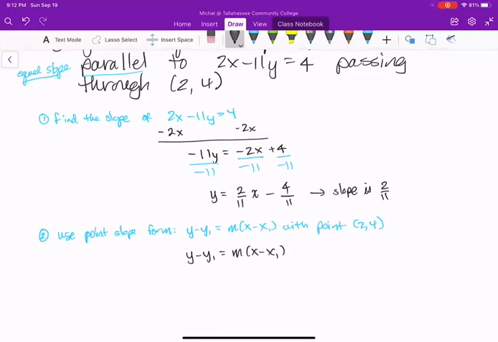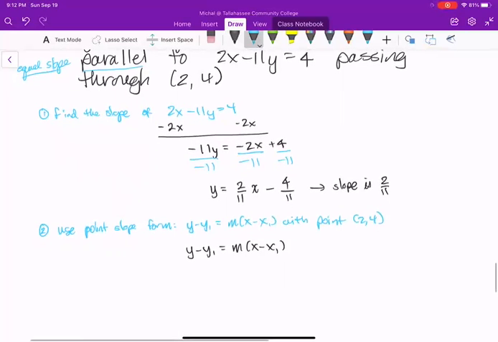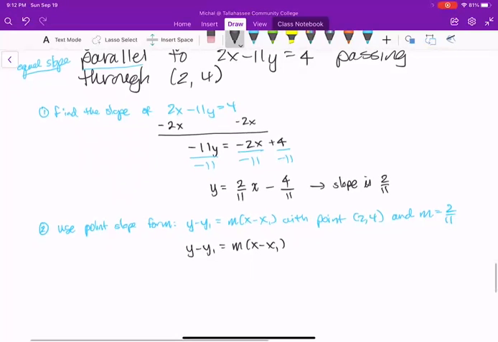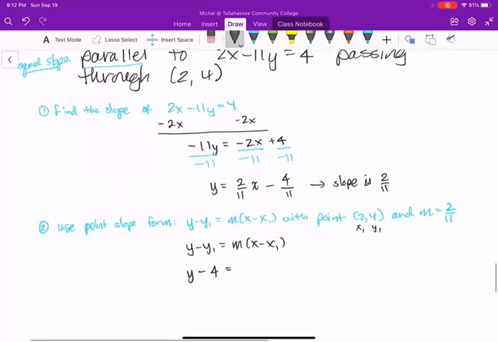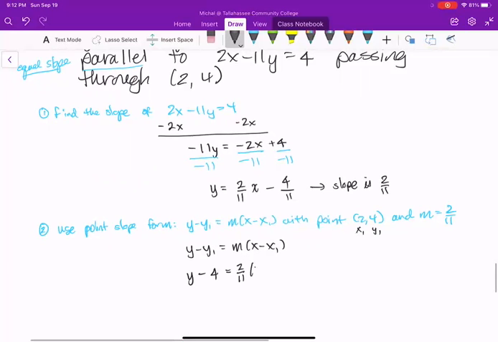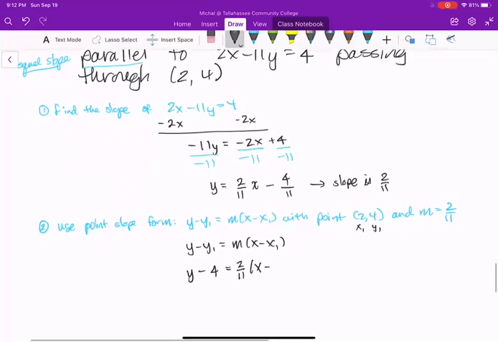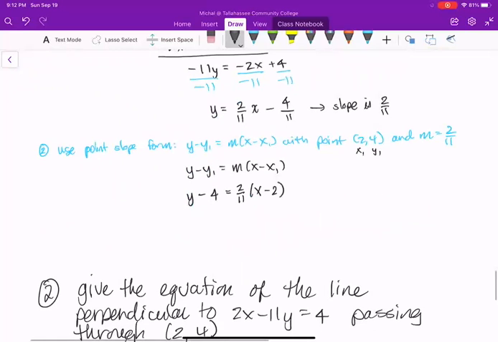And now I'm going to substitute in my slope, which, by the way, m is 2/11 from above. So I'm going to write that as y minus y1, where this is x1 and y1. So y1 is 4, equals the slope 2/11 times x minus x1, which is 2. And now I'm going to simplify to put it into slope-intercept form, that's our y equals mx plus b. So to do that, I'm going to isolate for y.